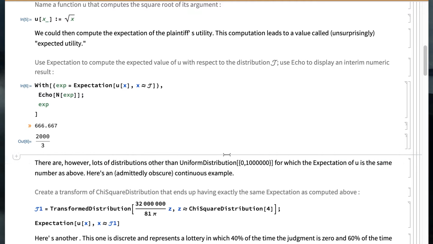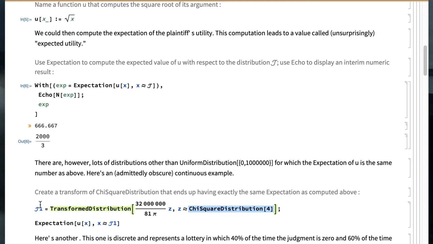I wonder if there are any other distributions which, when we take the expectation of the same utility function, we end up with this same number of 2,000 over 3. So I'm going to try just a crazy one. I'm going to say that we have a new distribution. We start off with a chi-square distribution with 4 degrees of freedom, and we multiply that by 32 million divided by 81 pi. Don't ask me why, just accept it's there.